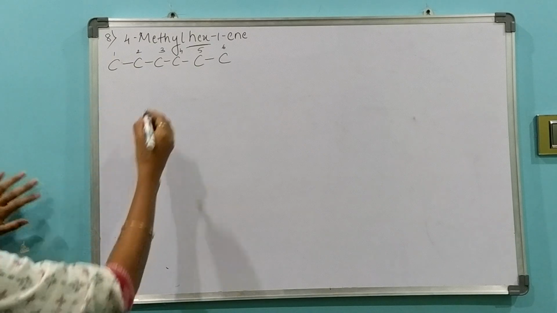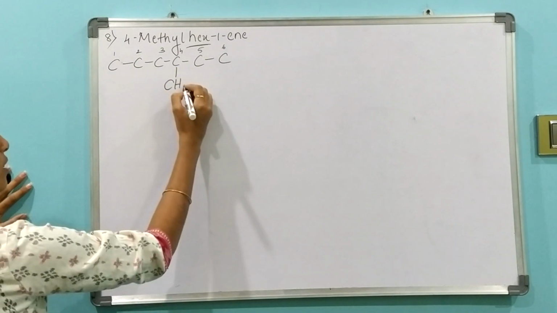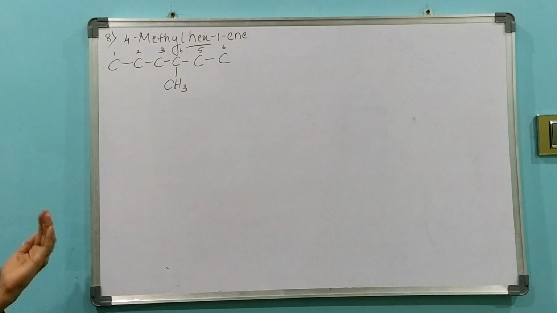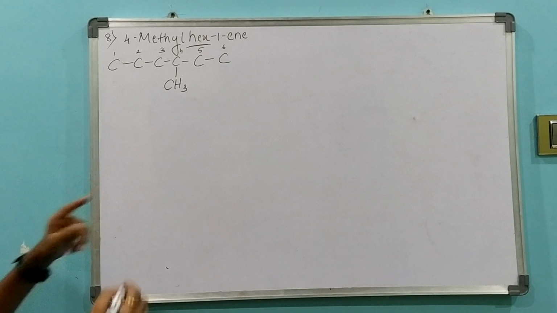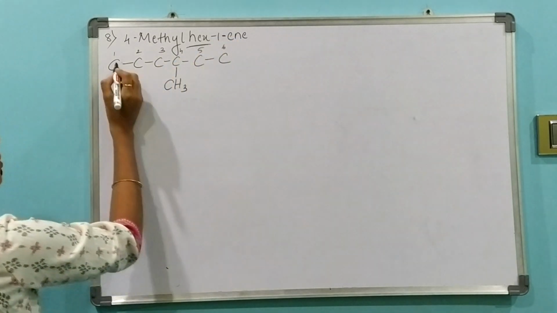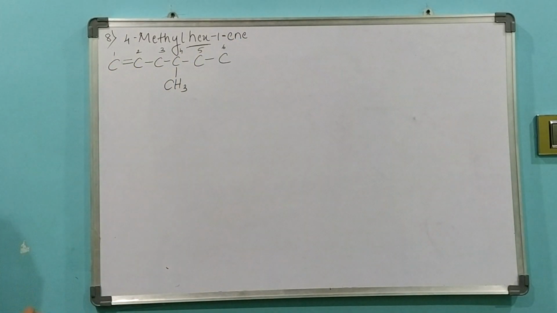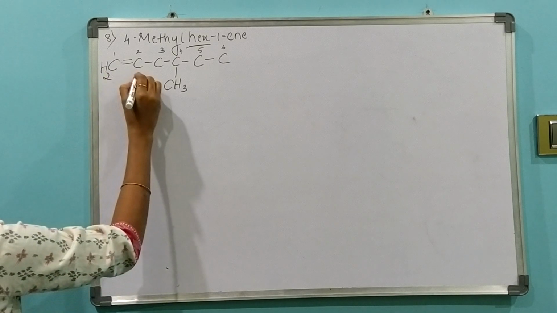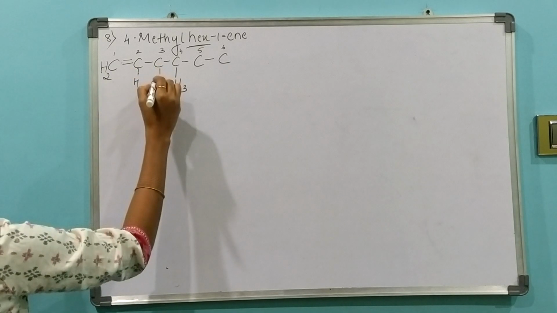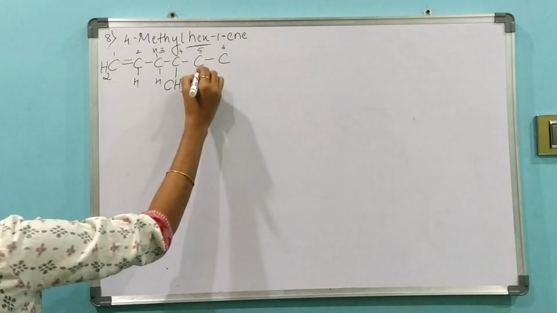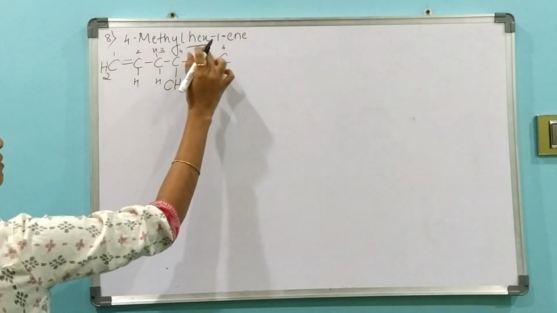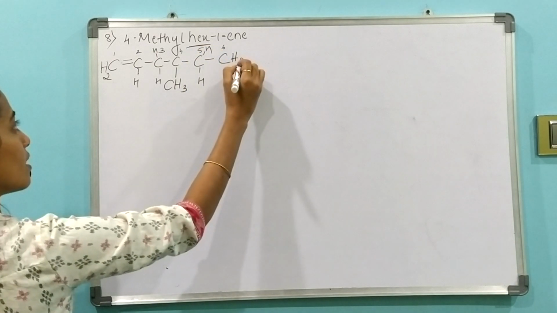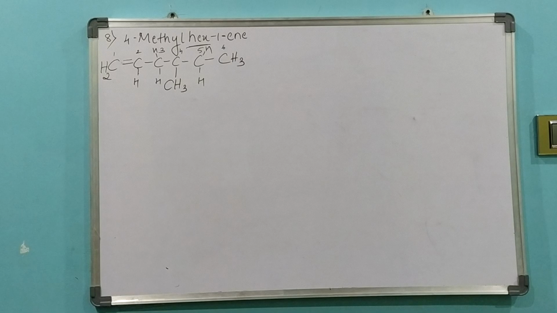4-methyl. That means on the 4th carbon you are having a methyl substituent. 4-methyl hex 1-ene. 1-ene. What is it saying? Between carbon number 1 and carbon number 2 you are having the double bond. So rest of the valences, write it CH2. Here you will be having 1H. Here you will be having 2H. Even here 2H. Here CH3. Right? 4-methyl hex 1-ene.